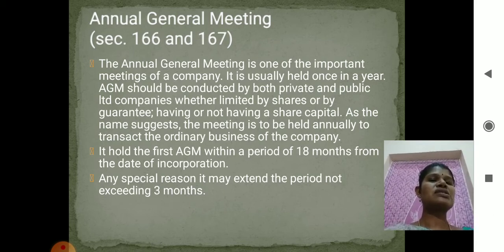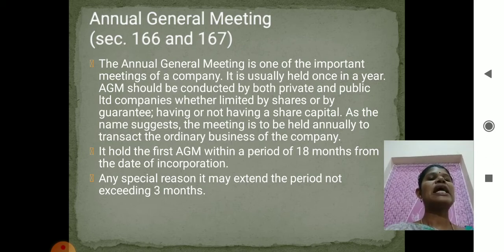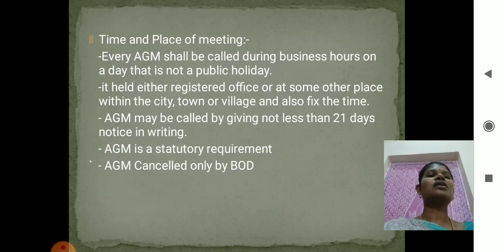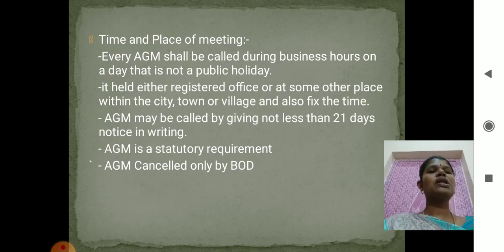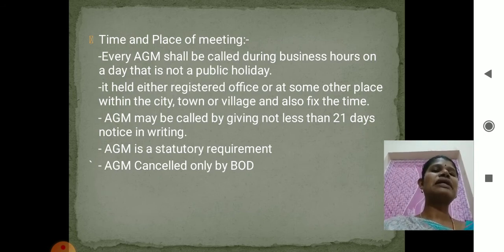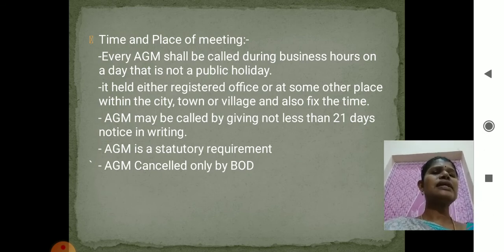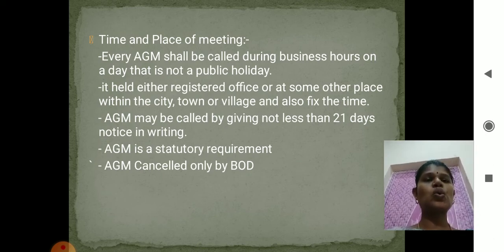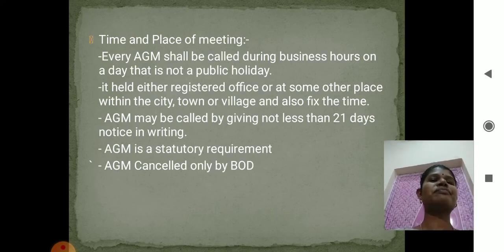The first annual general meeting must be held within a period of 18 months from the date of incorporation. If there is any special reason, the period may be extended by 3 months. And the time and place of the meeting: every annual general meeting shall be called during business hours on a day that is not a public holiday. It is held at the registered office or at some other place, that is, it may be within a city, town or village, and also at a fixed time.